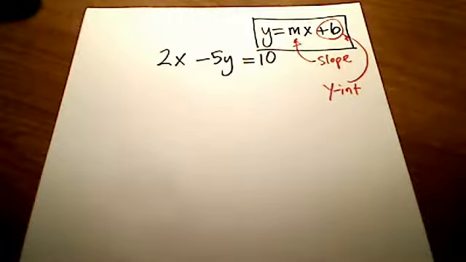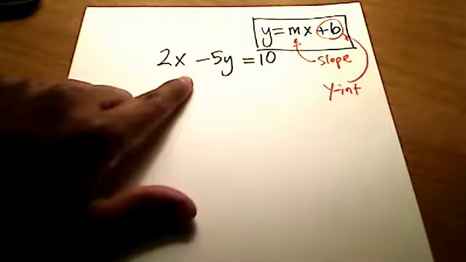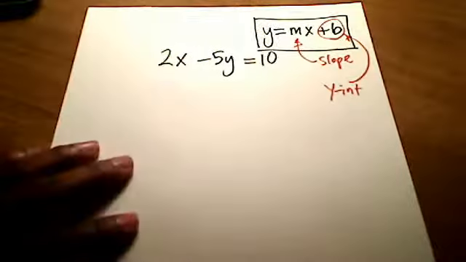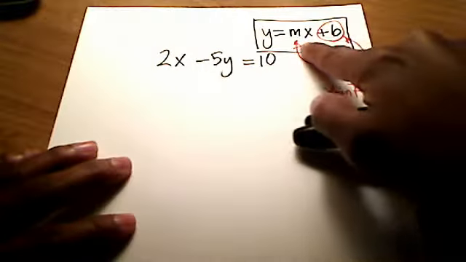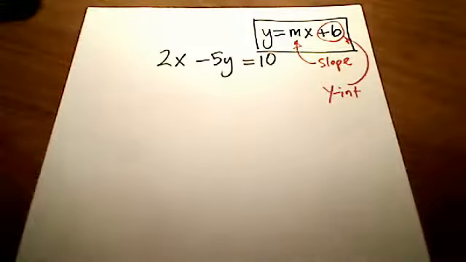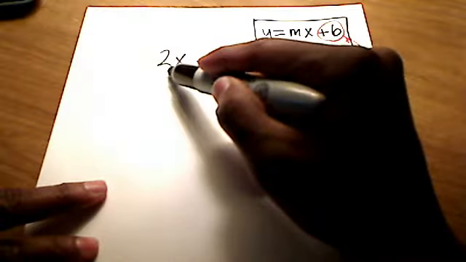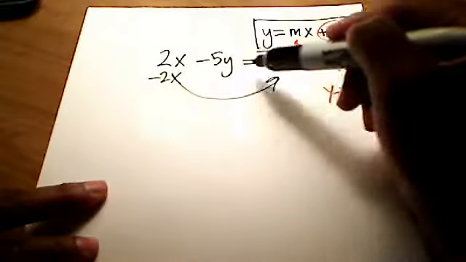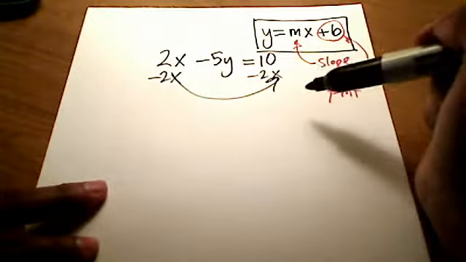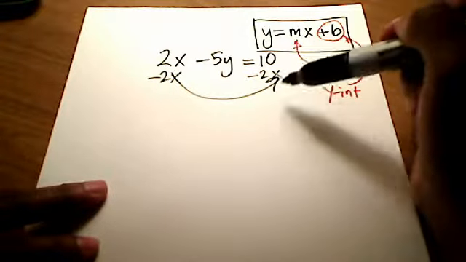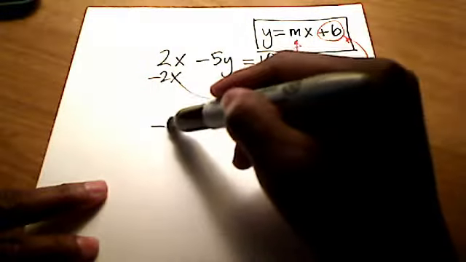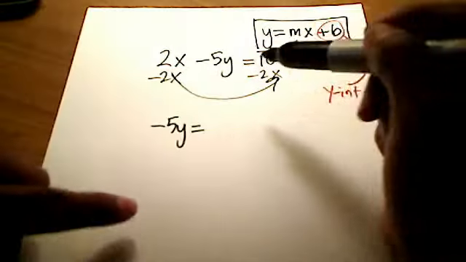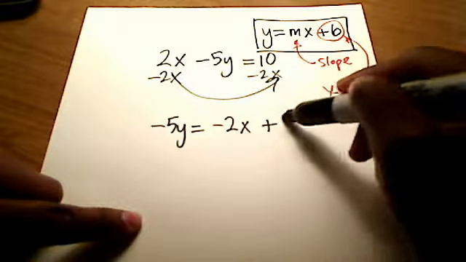So what we need to do to this equation, 2x minus 5y equals 10, is to make it look like this one over here. We want y all by itself and everybody else on the other side of the equation. So the first thing we're going to do is move this 2x over to the other side of the equation. To do that, we're simply going to subtract 2x from both sides. Have you ever heard the phrase change sides, change signs? So in this case, if I'm going to bring that positive 2x to the other side of the equal sign, it becomes a negative 2x.